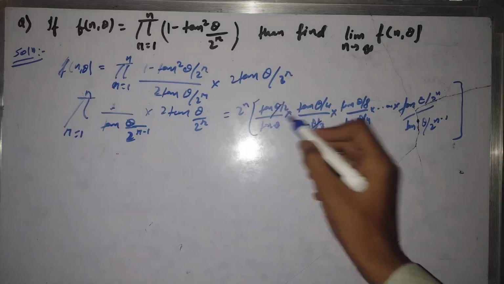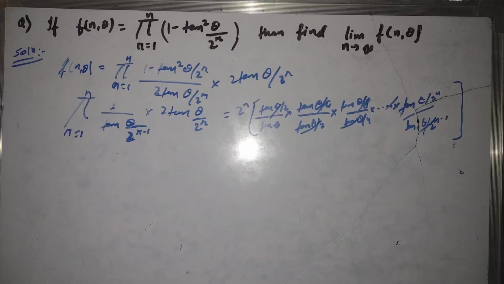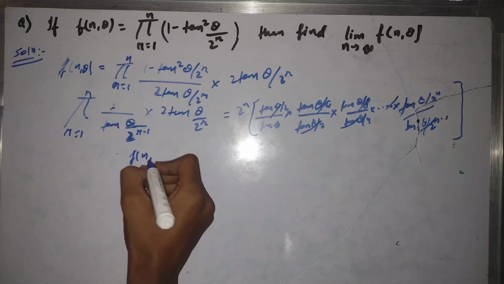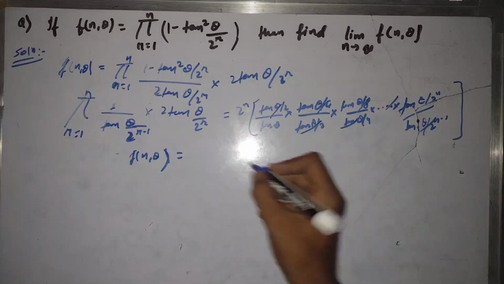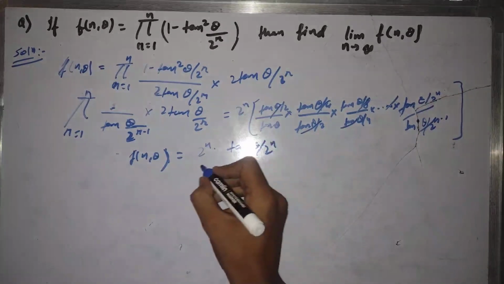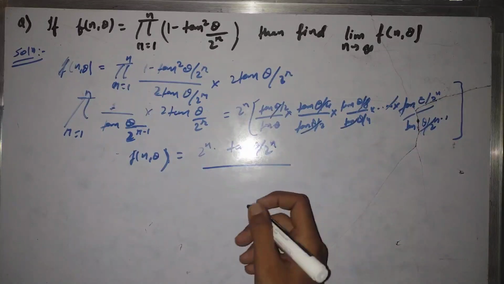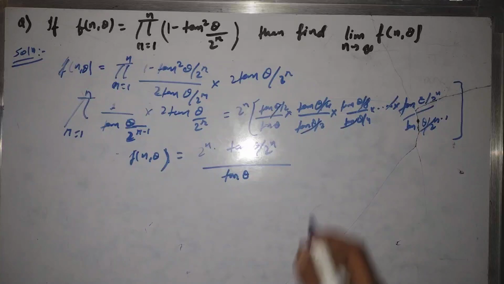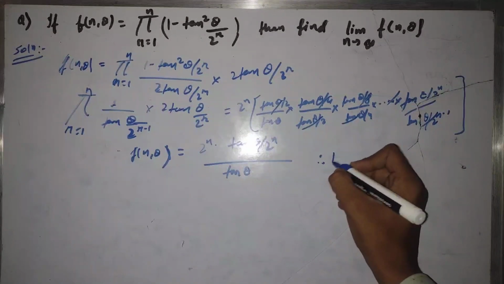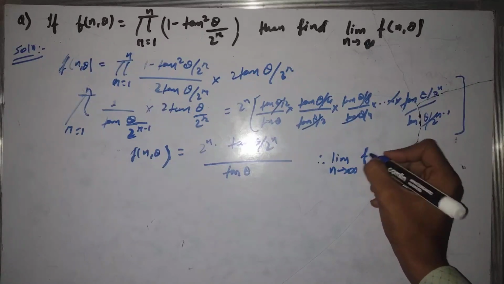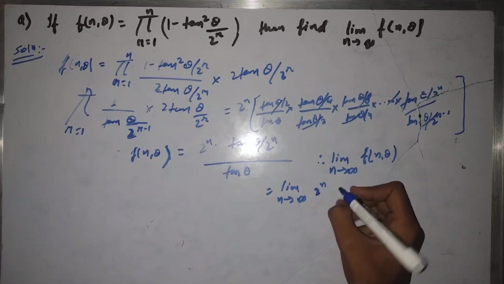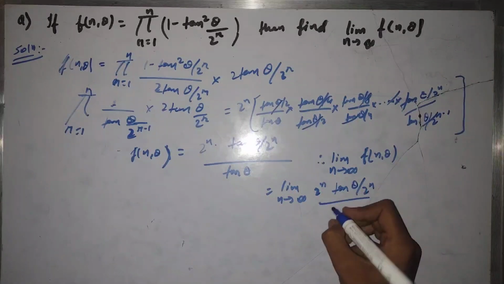Now we can see that everything will be cancelled, and we will be left with f of n theta equals 2 to the power n tan theta upon 2 to the power n upon tan theta, because this is the only thing left in the denominator. So we have to find the limit as n tends to infinity of f of n theta, which equals the limit of 2 to the power n tan theta upon 2 to the power n upon tan theta.